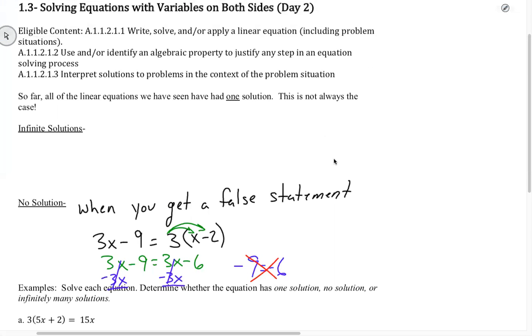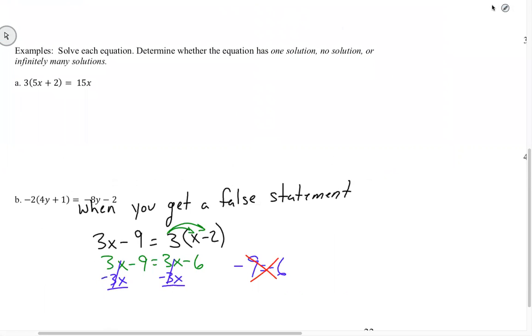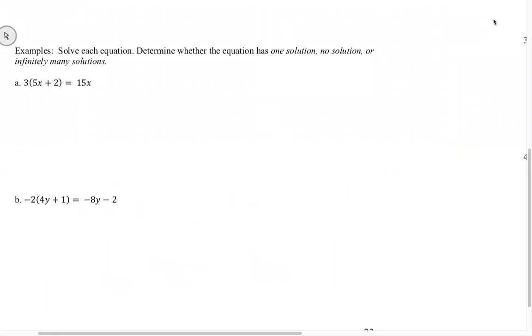So infinite solutions and no solution are essentially when your x's are the same, and it's all going to be dependent on the number after.